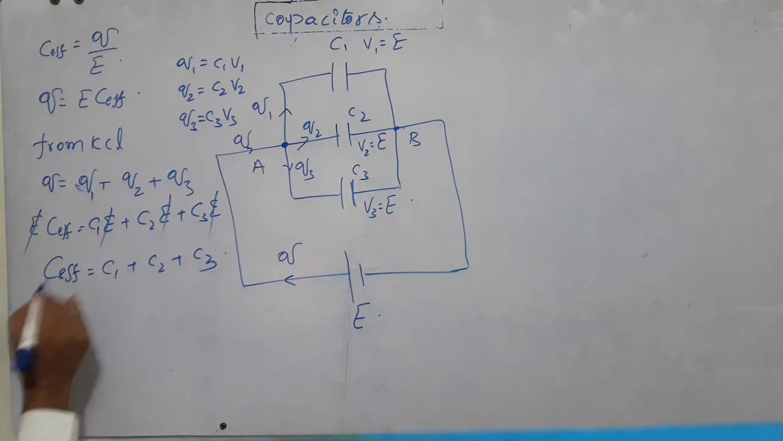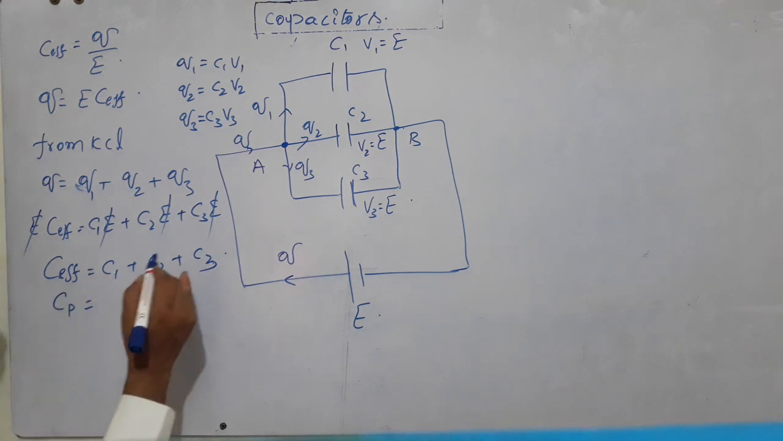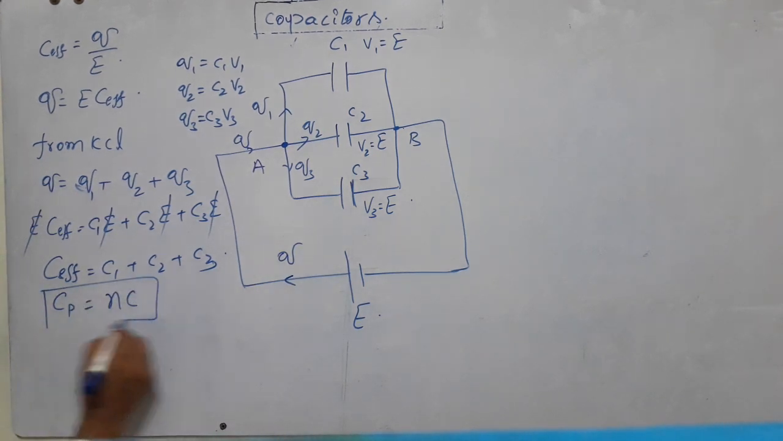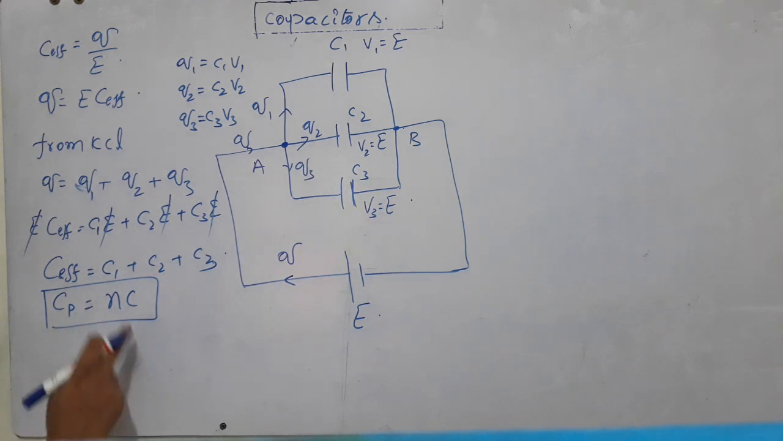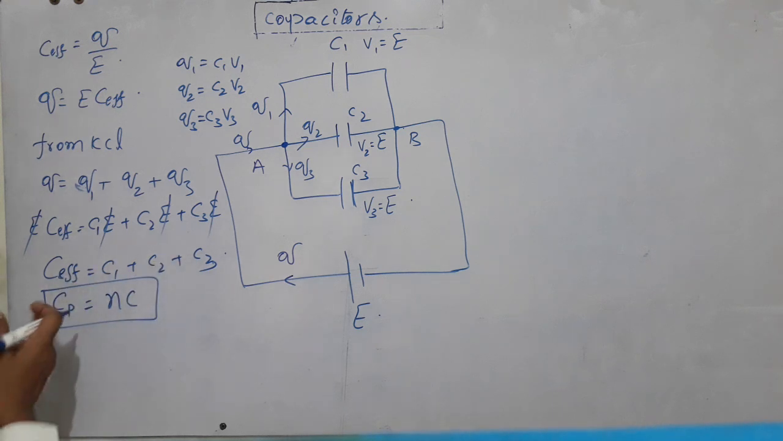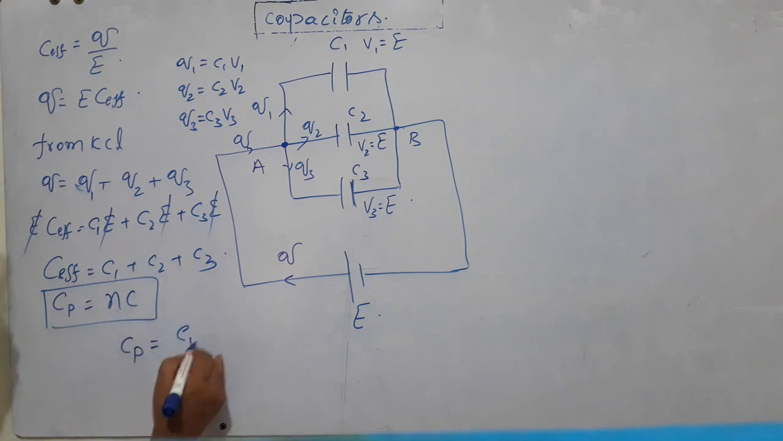So if n identical capacitors are connected in parallel, C plus C plus C plus C plus C, and so on up to n, the effective capacity becomes nC. It is clear that the capacity increases in parallel combination, whereas the capacity decreases in series combination. If you take only two capacitors in parallel, then Cp is equal to C1 plus C2.